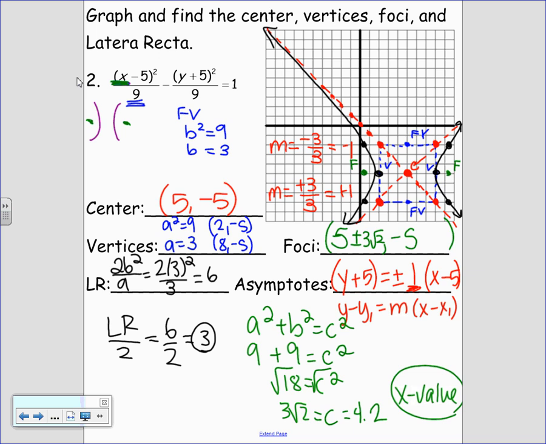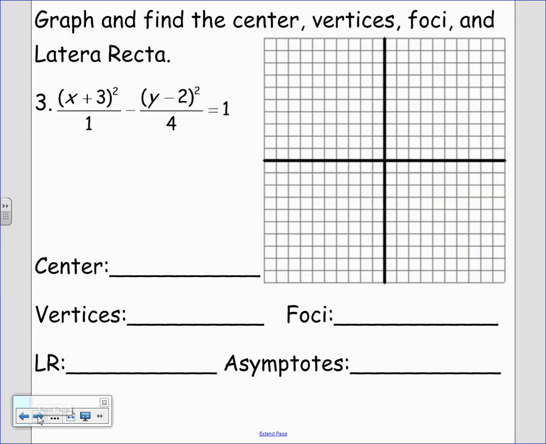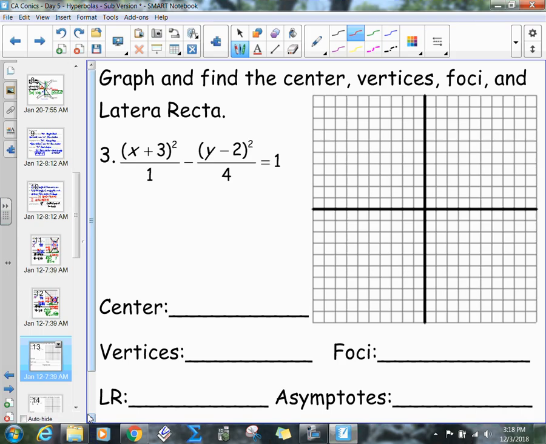We're going to do one more together and then see how y'all do at doing it by yourself. If you remember when we did ellipses, sometimes it didn't have a denominator. And if it doesn't have a denominator, it's just a denominator of 1. This has x coming first, so that means it's going to open in that x direction.